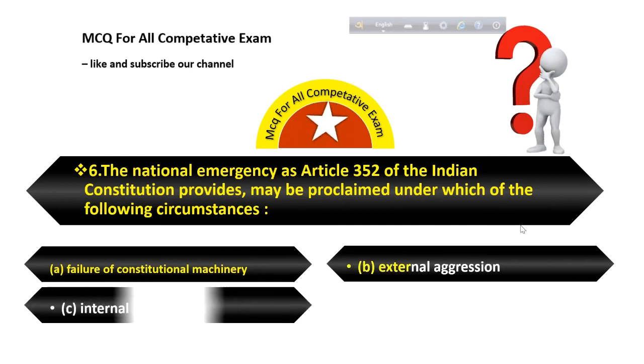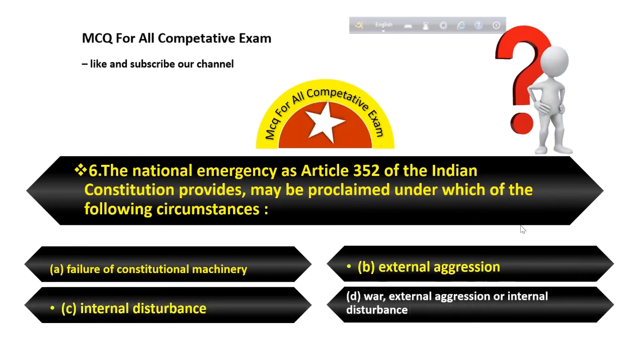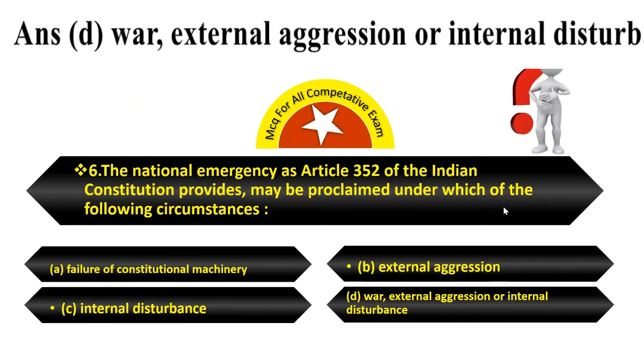The national emergency, as Article 352 of Indian Constitution provides, may be proclaimed under which of the following circumstances? Option A, failure of constitutional machinery. Option B, external aggression. Option C, internal disturbance. Option D, war, external aggression or internal disturbance. Answer is war, external aggression or internal disturbance.